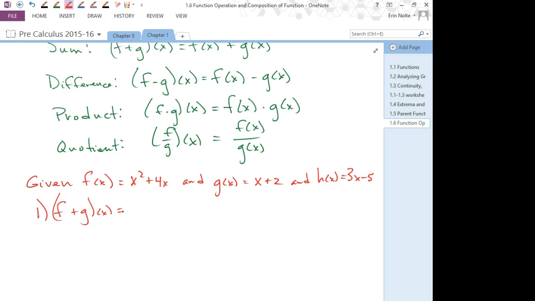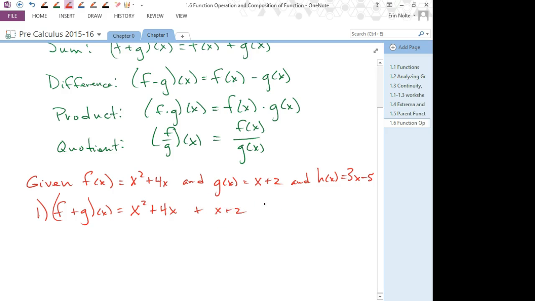Add them. So add what specifically? Functions. Okay, so f of x is x squared plus 4, and I would add that to the g of x, x plus 2.